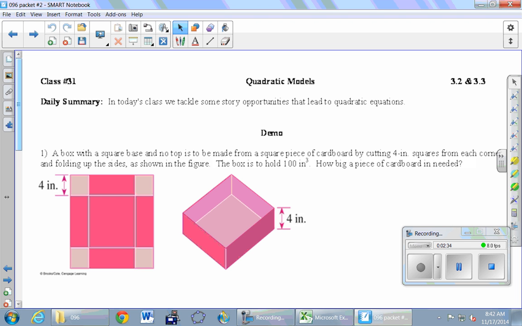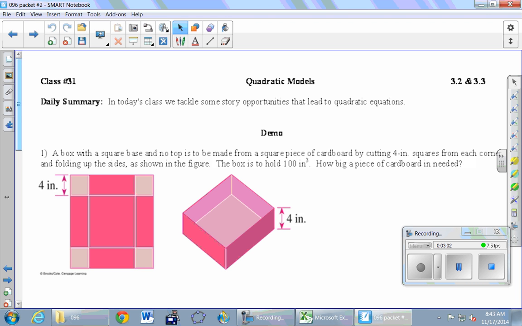Don't even need the 3D glasses like the movie theater. There it is. So we see the box with no top. Thank you, Sam. Right. And so that's the box that I get if I cut out those little squares from each of the corners. And so what we want to do is think about, okay, we're going to cut out 4 inches from each of the sides. That's fine. Those are the sides of the little squares we cut out. And we want to make it so that the box actually holds exactly 100 cubic inches.